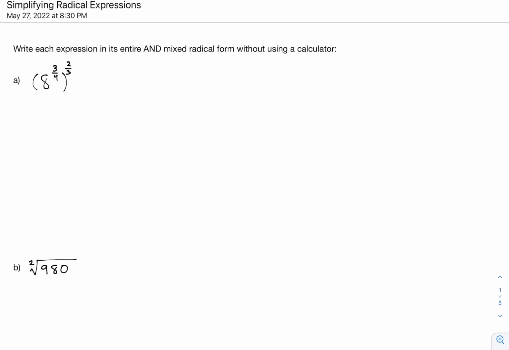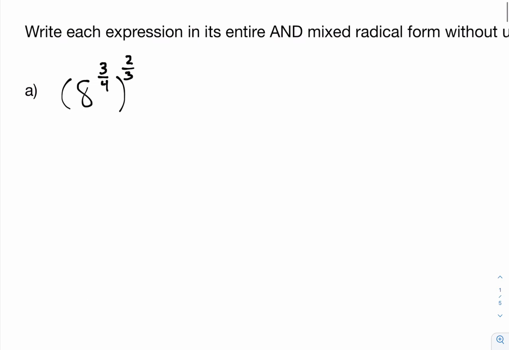Now that we know what radicals are, let's take a look at instances where we have some exponent with a fraction in it being raised to another power, and looking at the different types of radicals. So we have mixed radicals and we have entire radicals. Okay, so we have to remember our exponent laws.